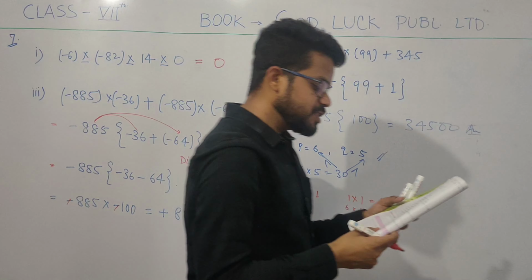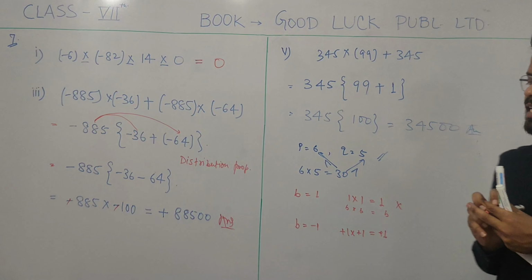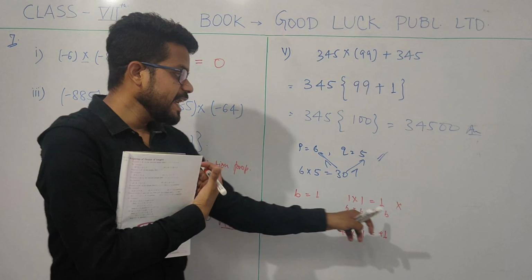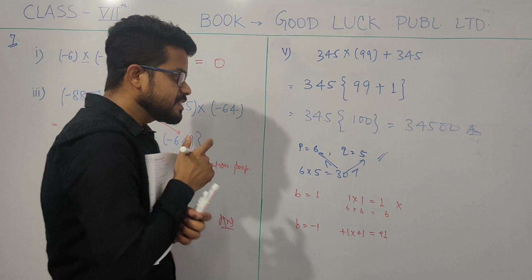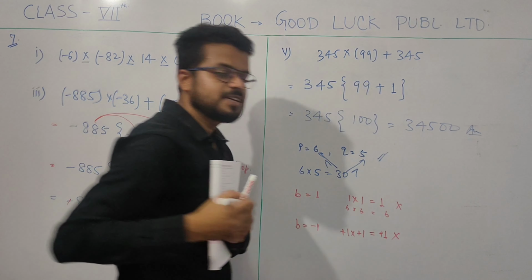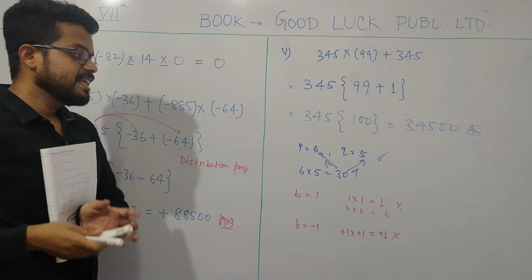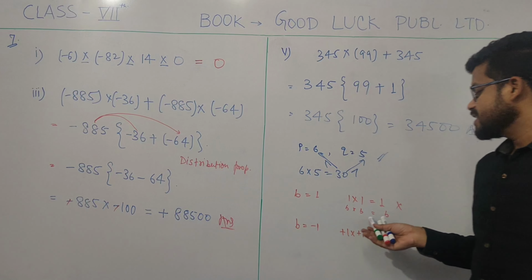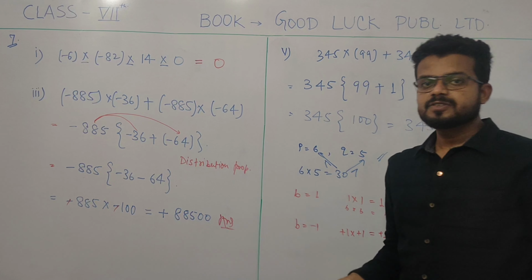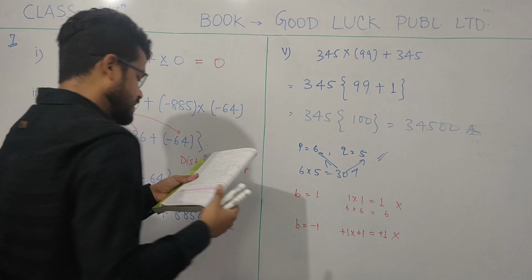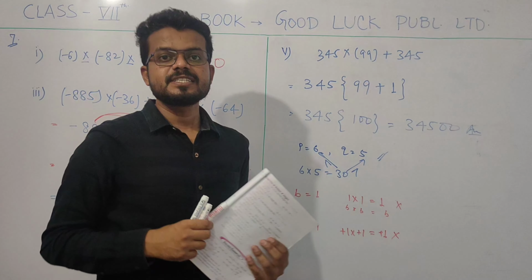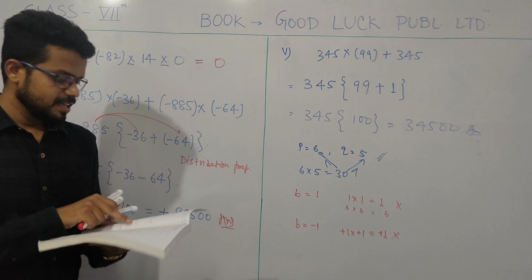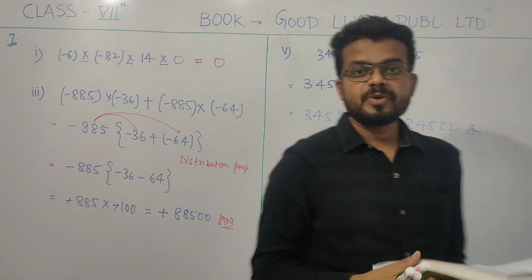So according to the question, is there any integer which, multiplied by itself, becomes the negative of that number? No, such an integer is not available among integers. There is no number which, multiplied by itself, becomes its negative. So the final answer of this 10th question is that no such integer exists. Okay, so this is all about exercise number 1.2.